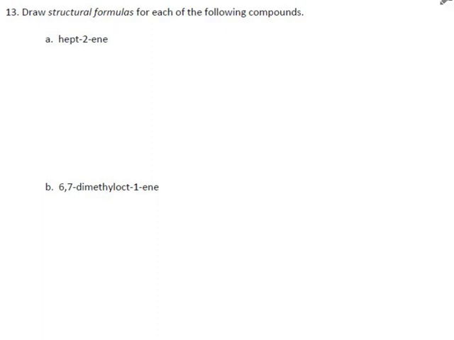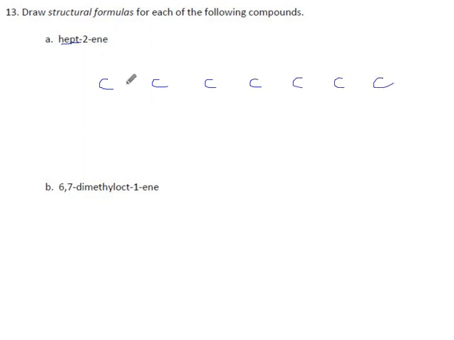Okay, continuing work on alkenes. Now it's their turn to give us names and our turn to draw. And they start off pretty tame. Hept-2-ene. Hept means 7. 1, 2, 3, 4, 5, 6, 7.